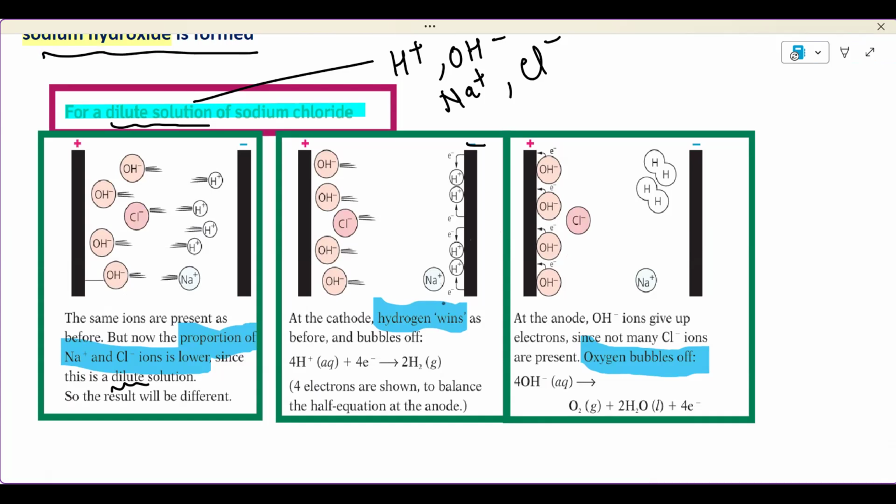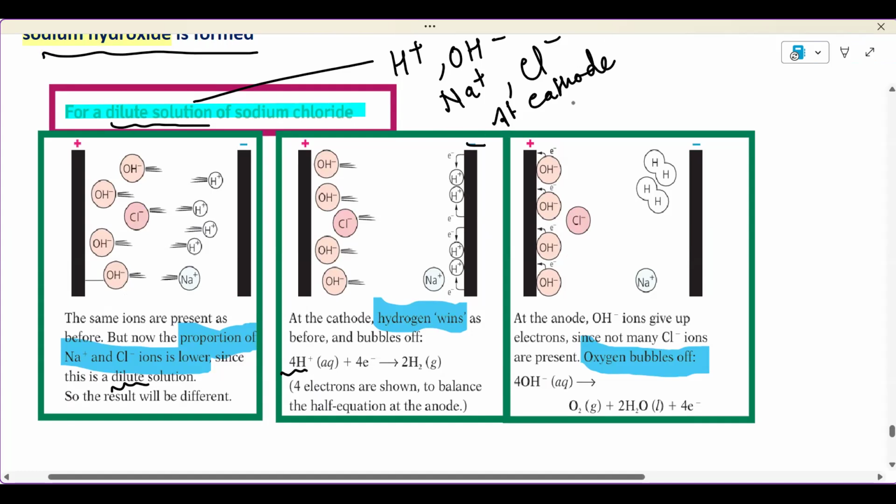There's a competition between sodium and hydrogen, hydrogen being less reactive than sodium. So it wins the race and loses its ionic form and becomes hydrogen gas, right? The equation at the cathode would be 4H+ plus 4 electrons. After gaining 4 electrons, it becomes 2 hydrogen molecules, right?